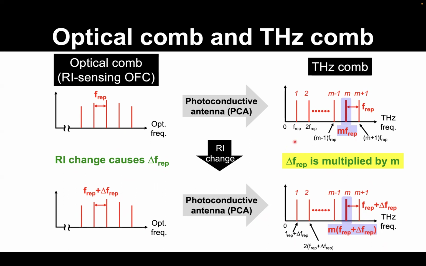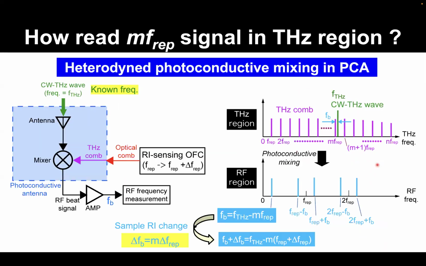In other words, the delta FREP is multiplied by M. But how can we read the M FREP signal in the terahertz region? The answer is given by heterodyne photoconductive mixing in the PCA, like here.